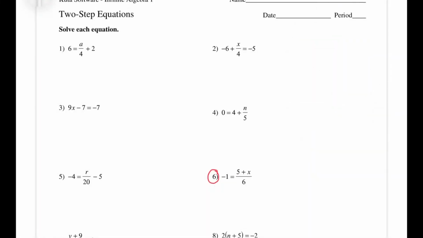Hey guys, so in this video I want to go over three of, I think, the most difficult ones on the two-step equations that I uploaded under the remediation tab. So the three I want to do are number 6, 12, and 23.